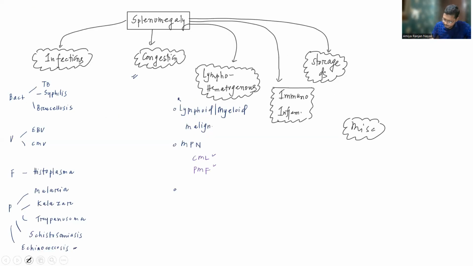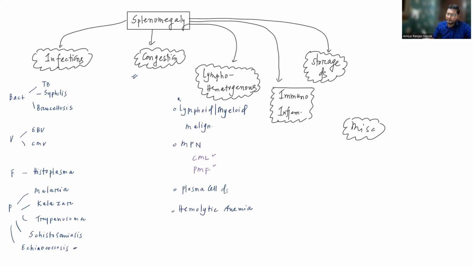Then we have plasma cell disorders, and also hemolytic anemias, especially the extravascular hemolytic anemic conditions. Okay, so hemolytic anemias are associated with splenomegaly. So these are the important lymphohematogenous causes.